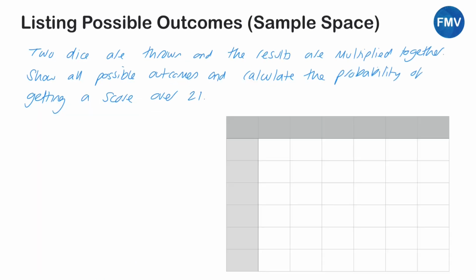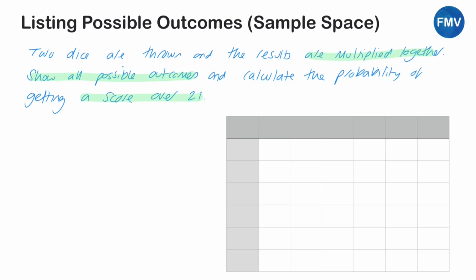So on this final question, we're looking at some dice. Dice are thrown and the results are multiplied together. That's really quite key, so we're going to highlight that. So all possible outcomes, that means draw a sample space and calculate the probability of getting a score over 21. So we're going to draw the sample space and then work out the chance of getting over 21. I've already put a table down here.